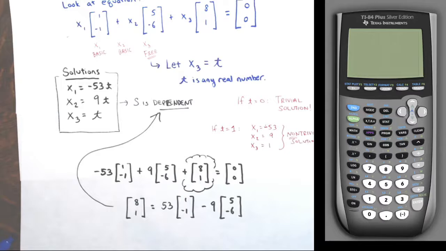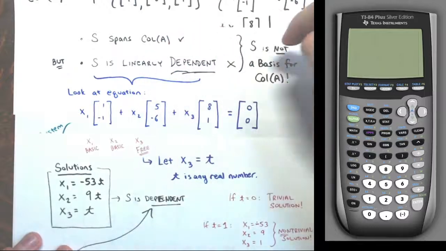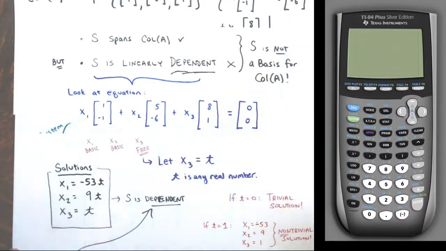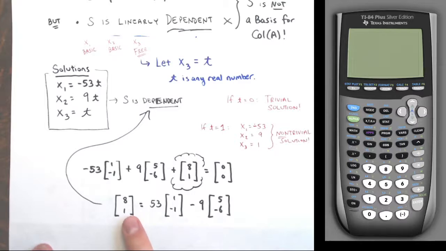Okay, sorry, that was pretty long-winded there, but since S is not a basis, how do I find a basis? Well, I kind of gave you a hint down here. Because this vector 8, 1 can be written as a linear combination of these two, I don't need 8, 1 in my set. When I'm trying to construct the building blocks, it's not necessary, because I can build 8, 1 out of 1, negative 1, and 5, negative 6 in this way: take 53 of this and minus 9 of that.